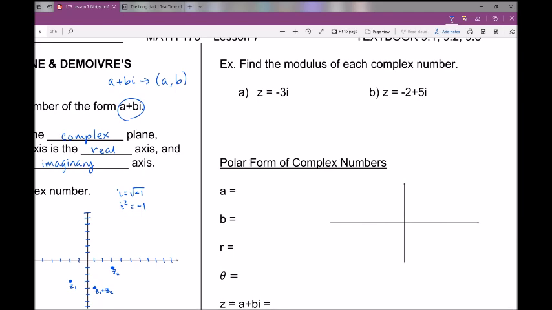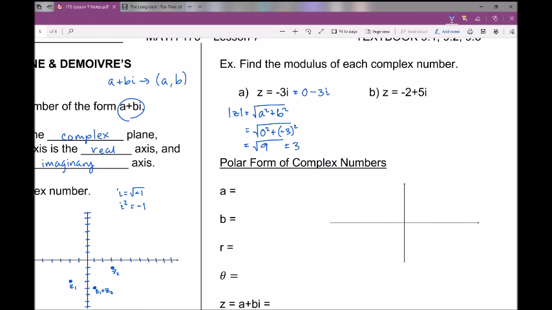So for the first example, we have z is equal to negative 3i. So we can kind of think about this as 0 minus 3i, in case you're wondering where that a number is. So if we wish to find the modulus of z, we know that that's the square root of a squared plus b squared. So we can plug in our values for a and b. So we have the square root of 0 squared plus negative 3 squared. And if we simplify this, we get the square root of 9, which is 3.